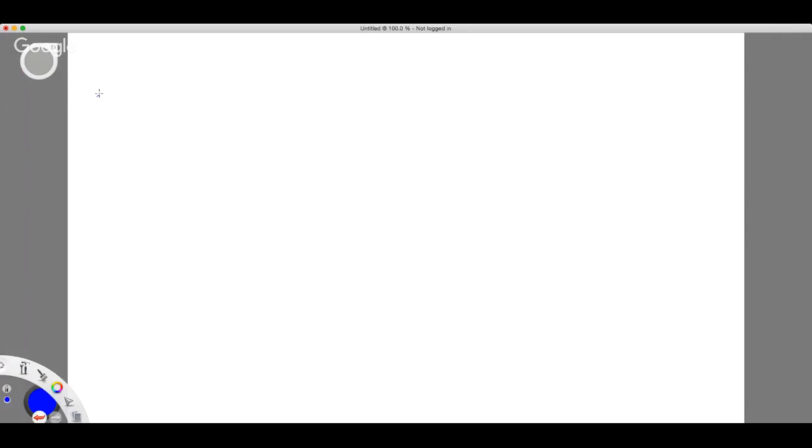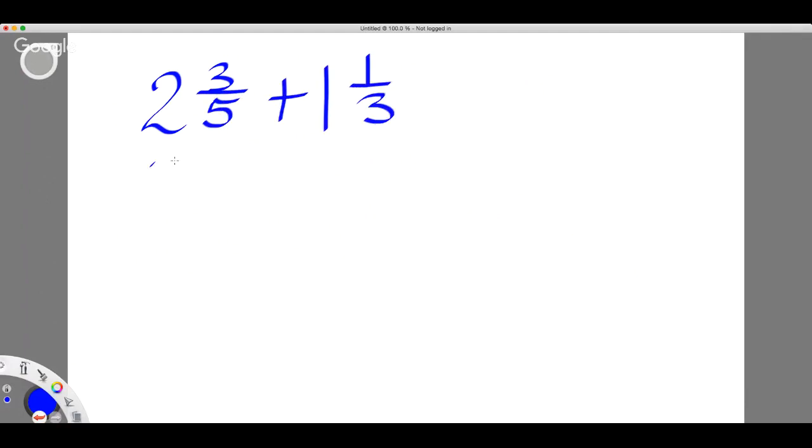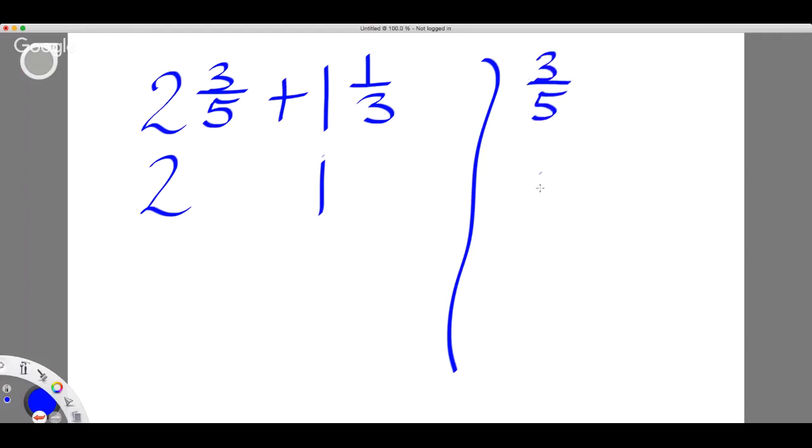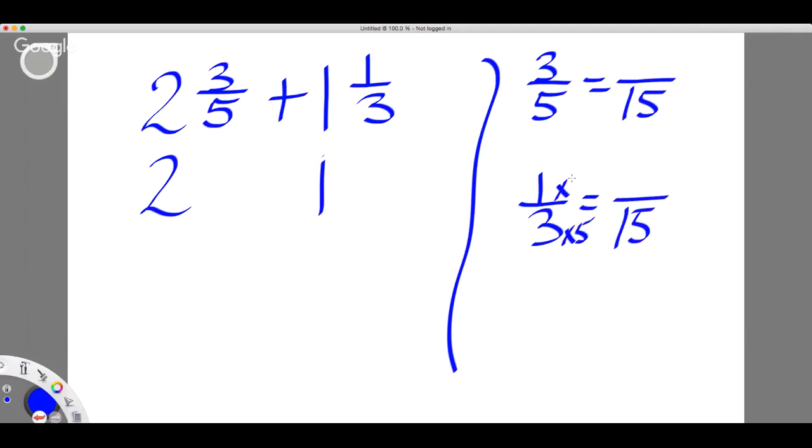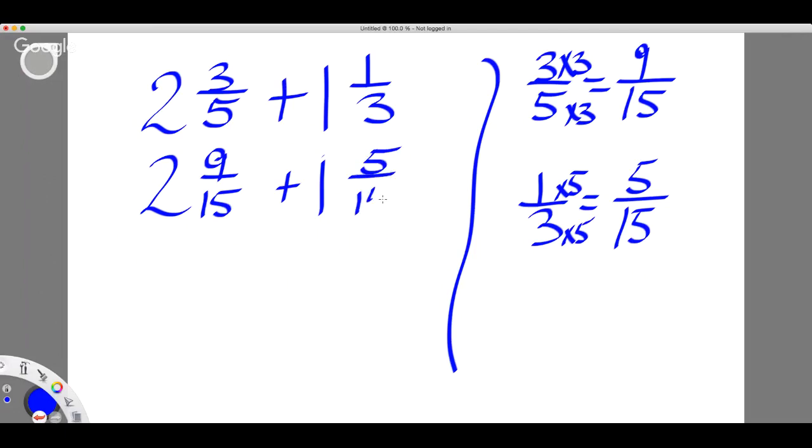Add 2 3/5 plus 1 1/3. So 2 3/5, and we're going to add it to 1 1/3. We know we can't add fractions unless they have the same denominator. So 3/5 and 1/3. Let's see what we get. So we know we're going to change it to 15ths, right? So 3 times 5, that gives you 15, and 1 times 5 gives you 5. 5 times 3 gives you 15, so do the same on top, and 3 times 3 is 9. So 3/5 becomes 9/15, and 1/3 becomes 5/15.